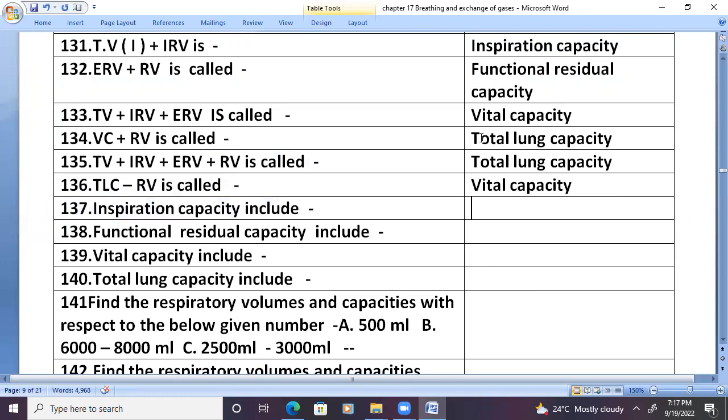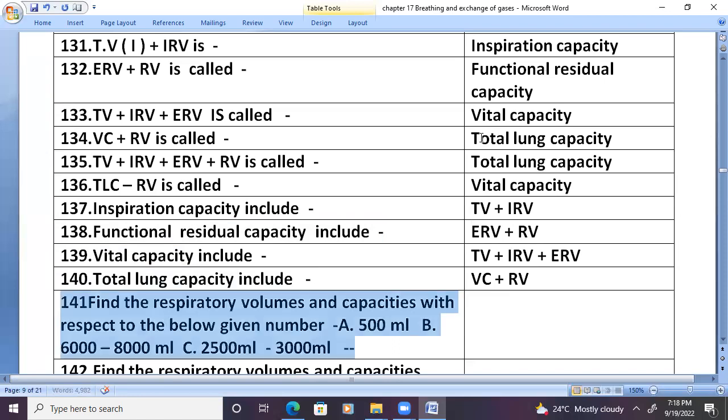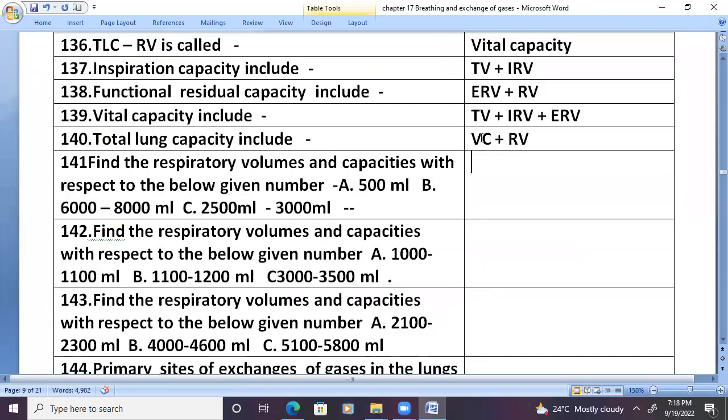Inspiration capacity includes TV plus IRV. Functional residual capacity includes ERV plus RV. Vital capacity includes TV plus IRV plus ERV. Total lung capacity includes VC plus RV. Then let's start respiratory volumes, which are very important.